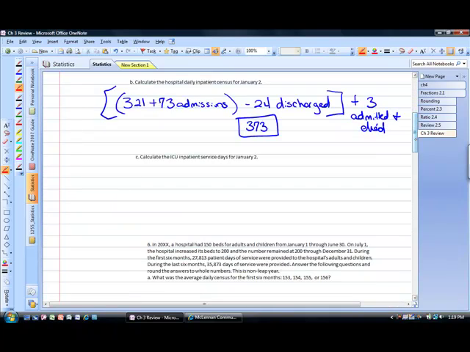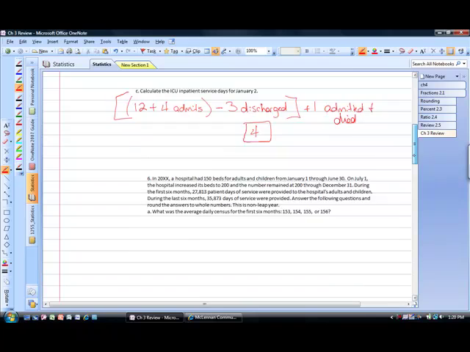Using those numbers, we're going to take 12 and add the 4 that were admitted. And we're going to subtract the 3 discharges. We will add the 1 that was admitted and died the same day. And we will end with a census of 4 that day on January the 2nd.